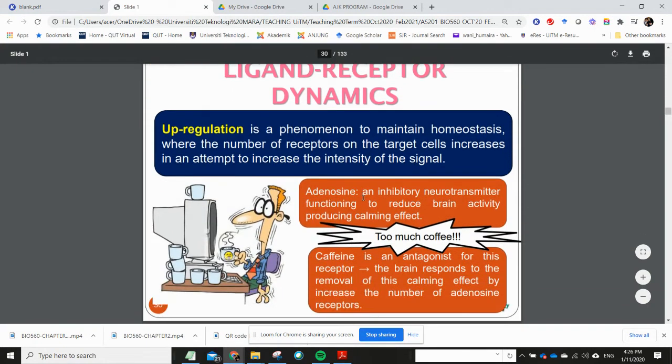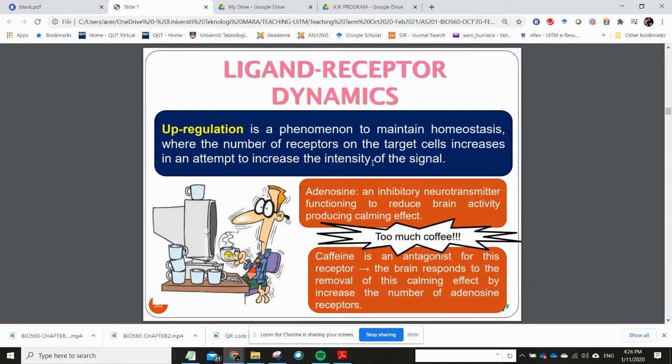So next, the ligand receptor dynamics is up regulation. This one is vice versa to the previous one. It is a phenomenon to maintain homeostasis, where the number of receptors of the target cell increases in an attempt to increase the intensity of the signal. So the numbers increase.